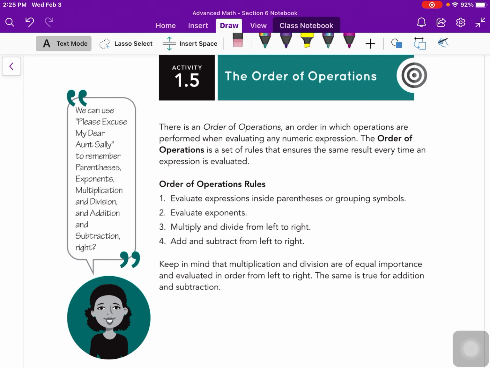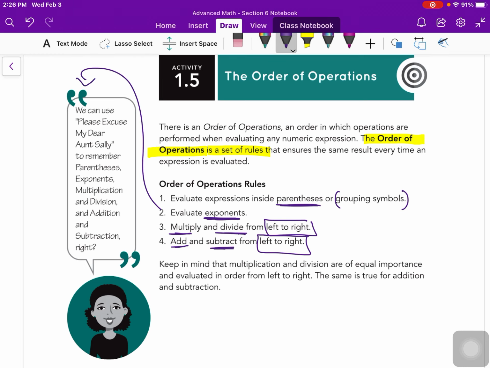There's an order of operations, an order in which operations are performed when evaluating any numeric expression. The order of operations is a set of rules that ensures the same result every single time. All right, so what is that order? Parentheses come first. Sometimes they'll call it grouping symbols. Exponents come next. Multiply or divide come next, from left to right. Add and subtract are the last two things you do, whichever comes first, left to right.